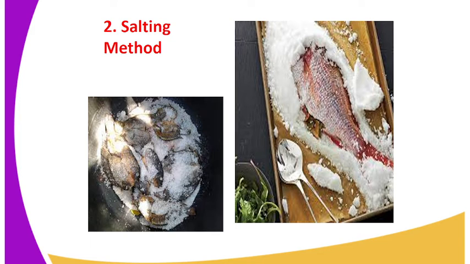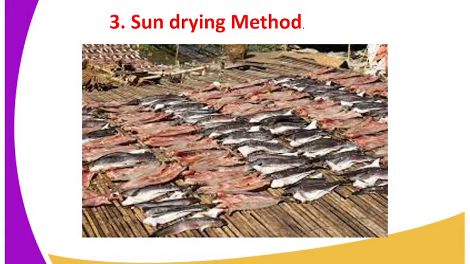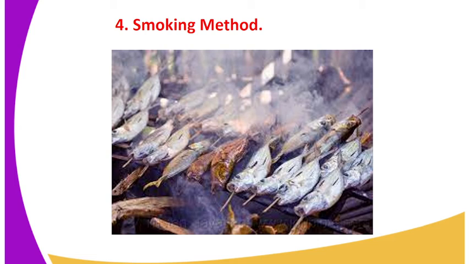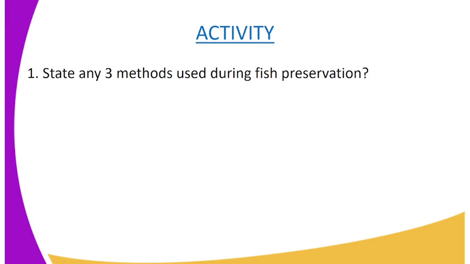The next method is sun drying. And therefore you can use the heat of the sun. After carrying out gutting and dissecting the fish, you properly dry them using the heat of the sun in order to eliminate the moisture from the fish. And the fourth method is the smoking method, which is also another method normally used during fish preservation.